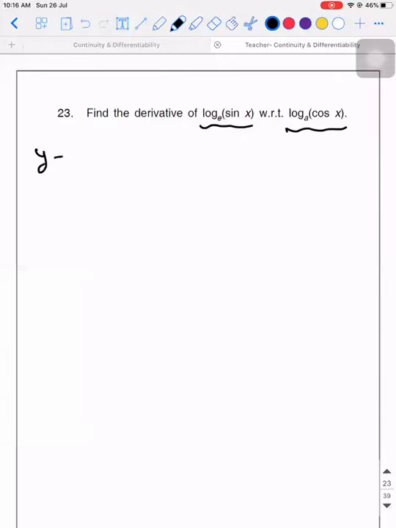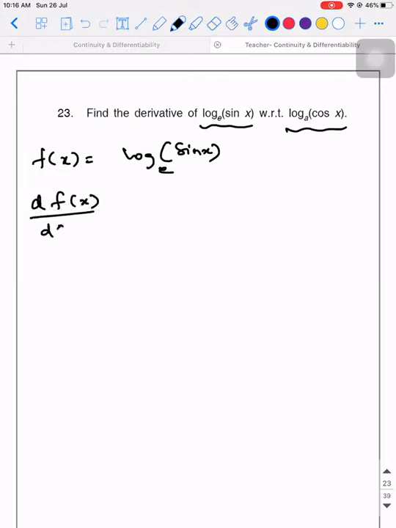Take f of x is equal to log sin x base e, then what is f dash of x? That is cos x by sin x. So d of f of x by d of x is equal to 1 by sin x into cos x. That is cot x.